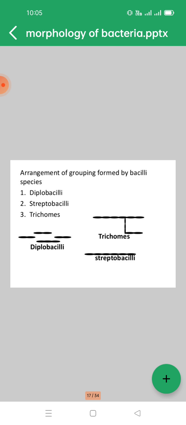Streptobacilli means they form chains. A lot of cells, more than 10 cells, are arranged in a plane and fail to separate, so they form chains. Next is trichomes. You can see this picture for their arrangement. So this is the arrangement of bacilli.